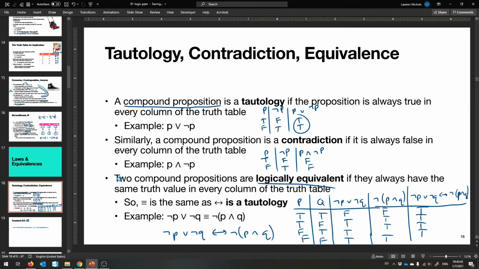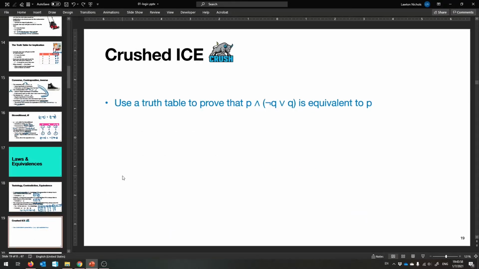Okay, so that's what it means to be equivalent. You can use the biconditional and get a tautology, which is interesting to think about. That's what it means for both of these to be the same. Okay, so I think that's enough of me rambling. Now it's time for you to practice.